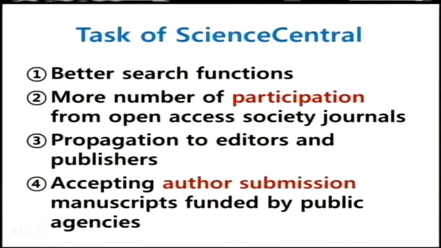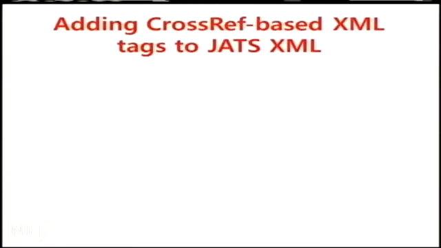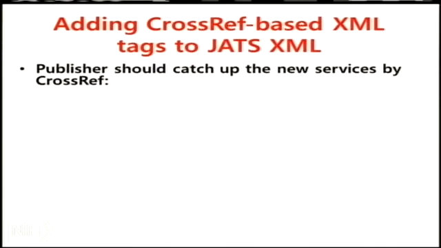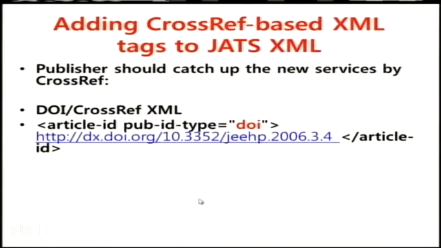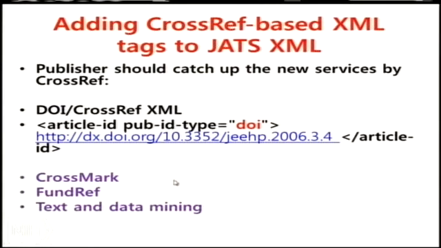This is a short introduction of ScienceCentral, and I would like to suggest another one for JATS-XML. However, on Monday afternoon, in the tutorial section, I found that some are already finished. The publisher should catch up with the new service by Crossref nowadays. It's the editor's or publisher's duty. And there is a DOI Crossref XML, and like this, there is a DOI XML in JATS-XML. However, there is no CrossMark, FundRef, text and data mining XML in JATS-XML. Not yet. Of course, FundRef will be included soon. Now it is used as a custom meta tag.